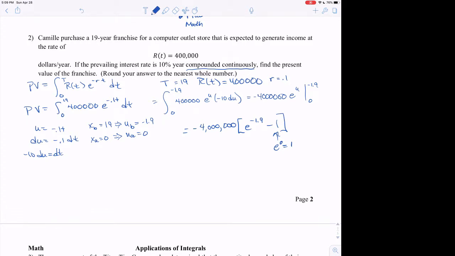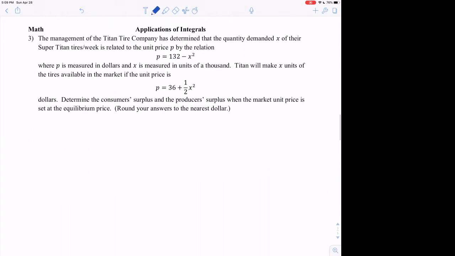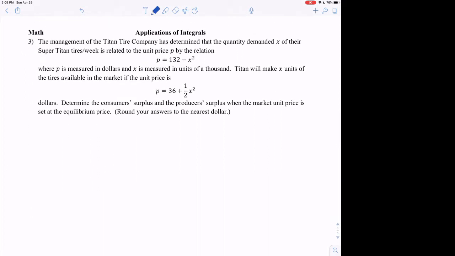And this 1 comes from the fact that e to the 0 equals 1. If you put that into your calculator, then what you get is 3,401,725.523. Okay?